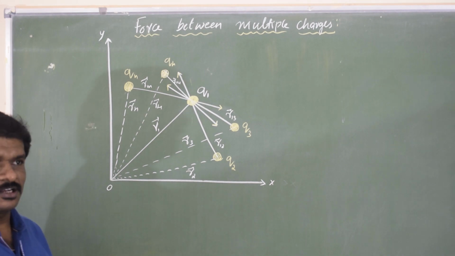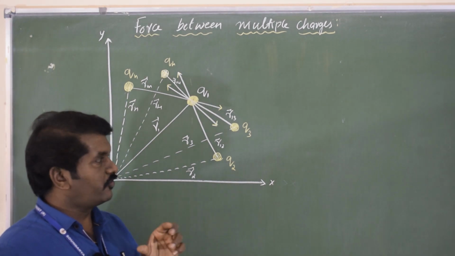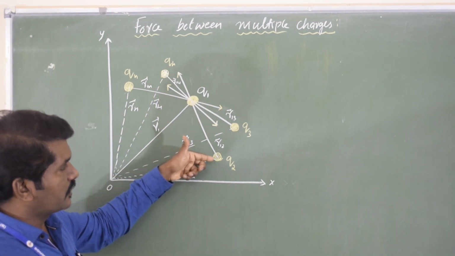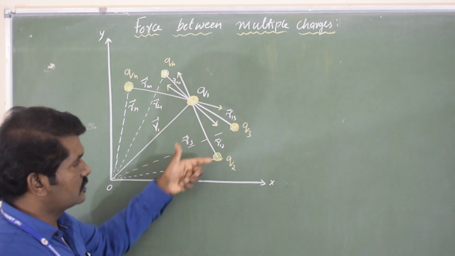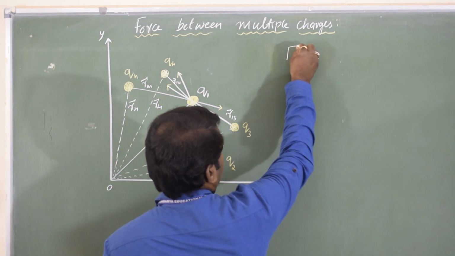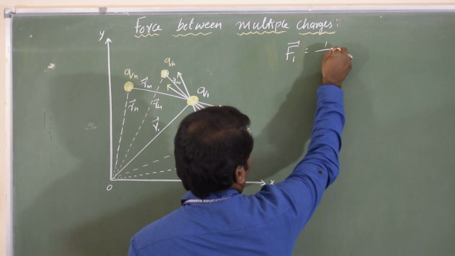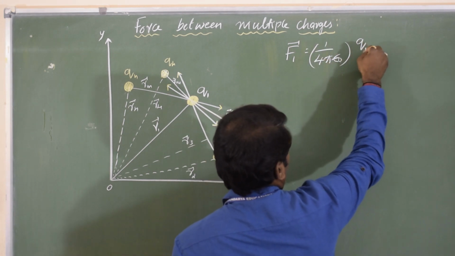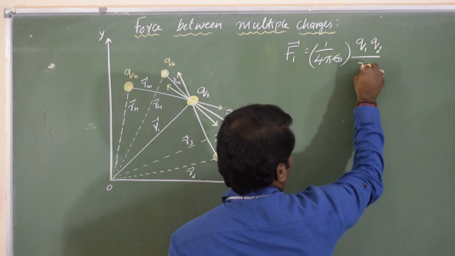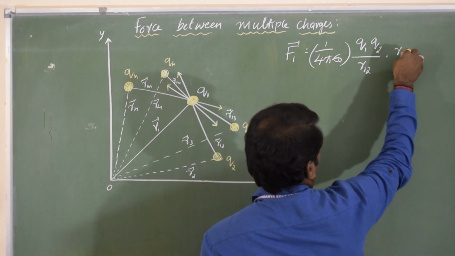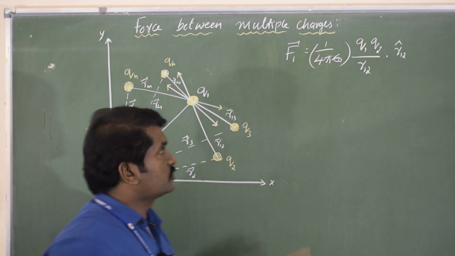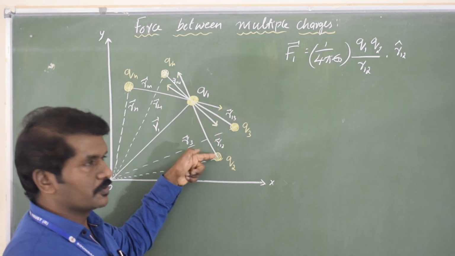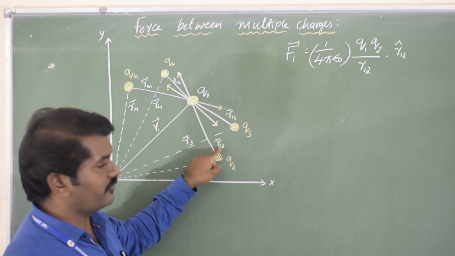Then we know the concept of Coulomb's law, it is the force between two point charges. So let us take the charges Q1 and Q2. The force between those two is given by the equation. I'll take F1 is equal to 1 by 4 pi epsilon naught Q1 Q2 divided by R12 into R12 cap. Observe this one. F1 is the force between the charges Q1 and Q2 which are separated by a distance of R12.